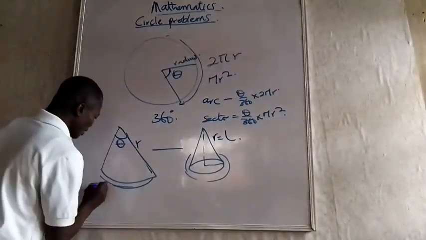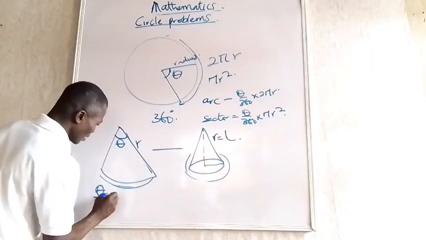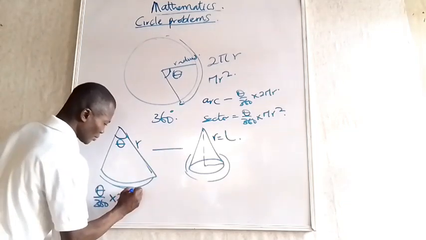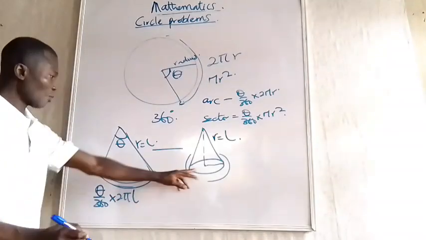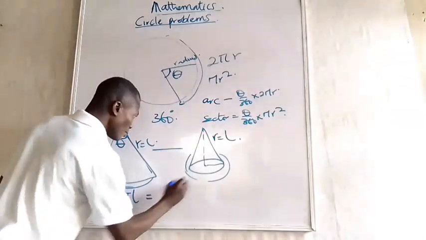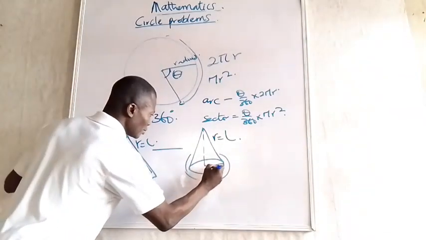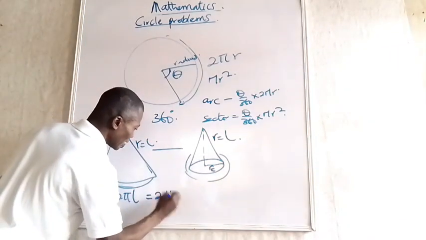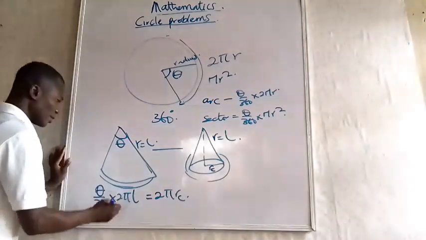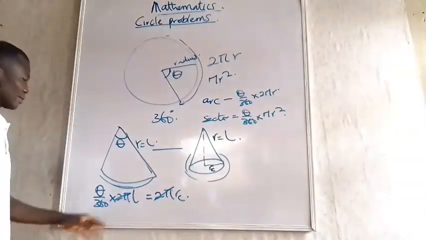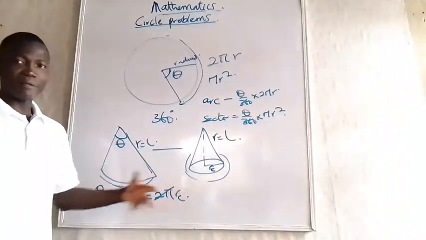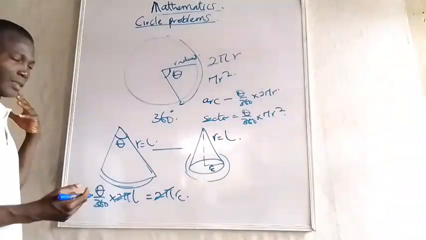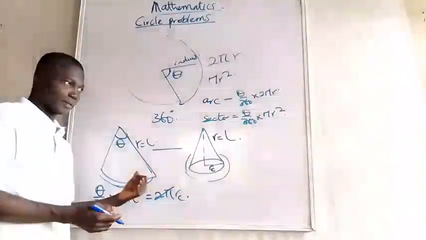Here, this one is theta over 360 times 2 pi r. Let me make it L. So once it comes here, it is also equal to 2 pi r, that is for this case. So since that is the case, you can see this one and this one, they have a relationship from this place. So just go through the lectures, you get all these things here.